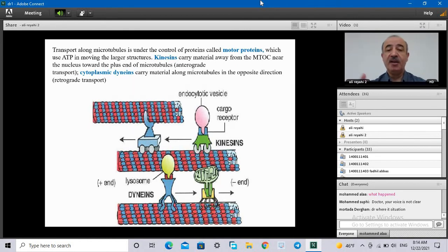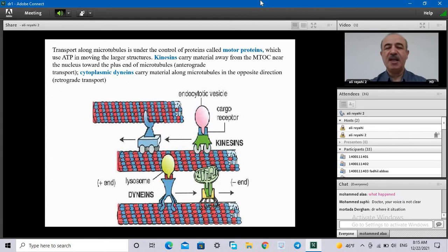And the opposite direction, okay? Attention please, the cytoplasmic dynein, the dynein protein. In the axoneme, if you remember, the dynein arm is attached to microtubule A, but cytoplasmic dynein, the other type of dynein, carries material along the microtubule in the opposite direction. That means from the plus end to the minus end. Okay, it's called retrograde transport.